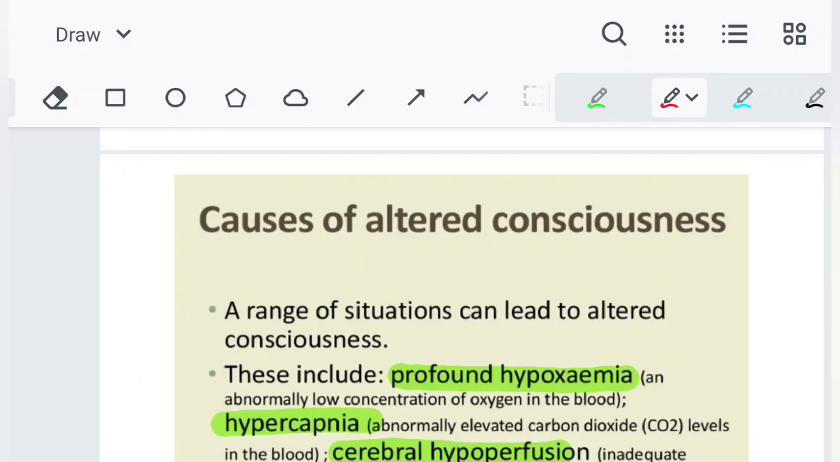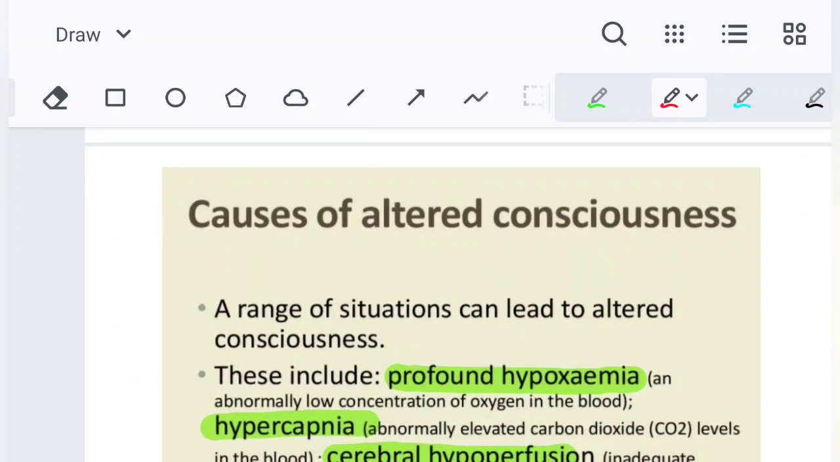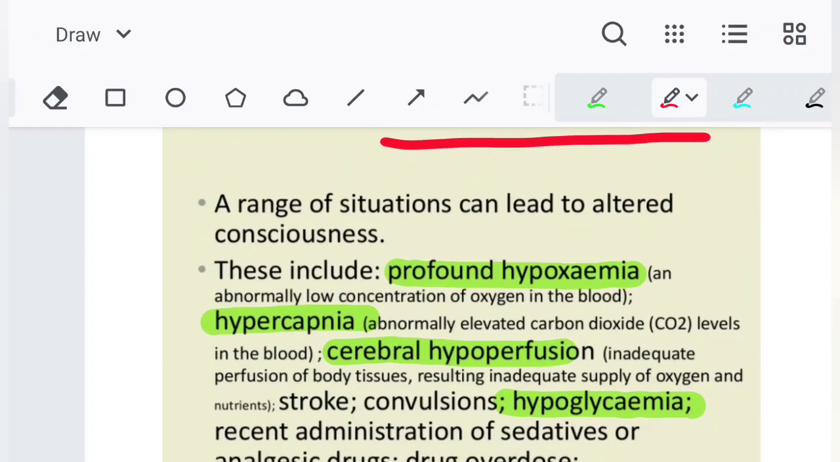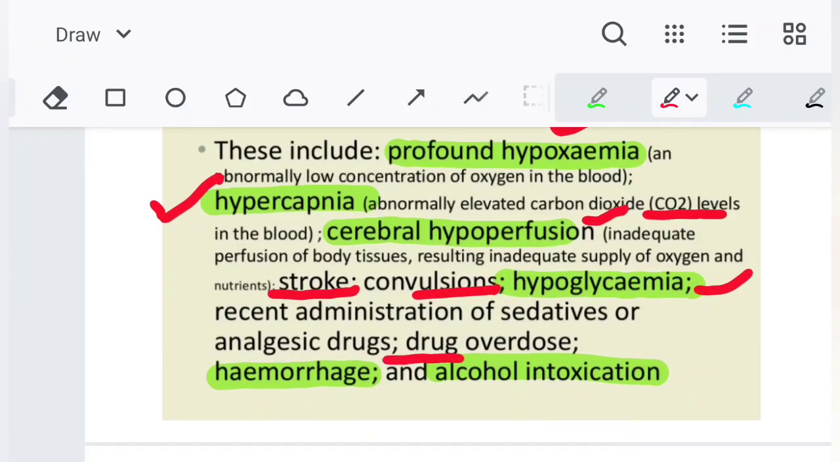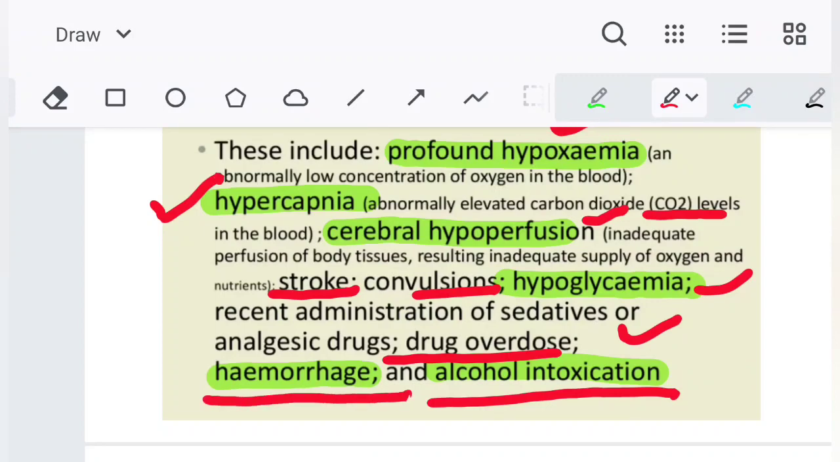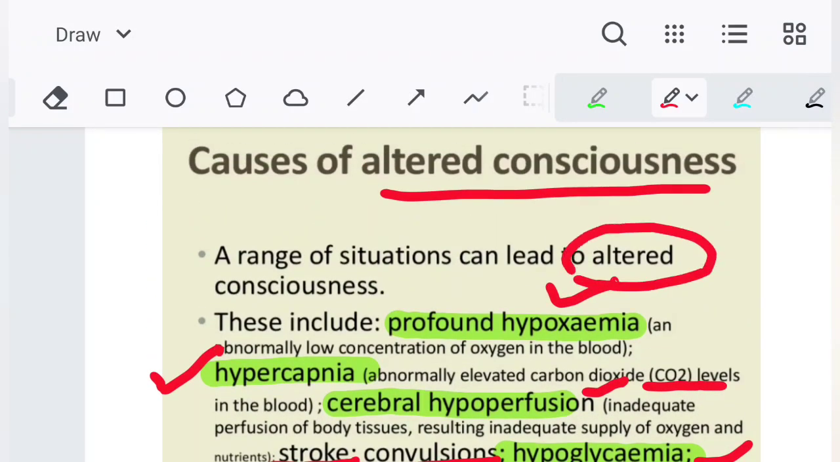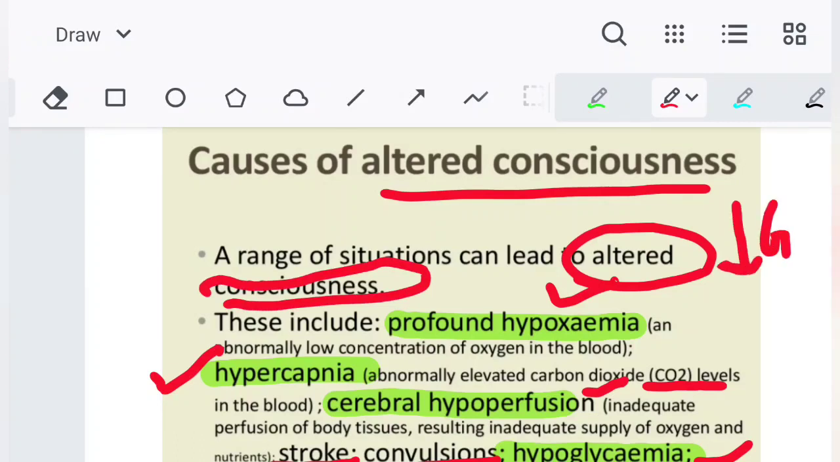Now causes of altered consciousness may be profound hypoxemia, then hypercapnia, that is abnormally elevated CO2 levels, then cerebral hypoperfusion, and other causes like strokes, convulsions, hypoglycemia, any drug overdose, then alcohol intoxication or any hemorrhage. So all this can lead to altered consciousness in a patient. So that will lead to decreased GCS score.